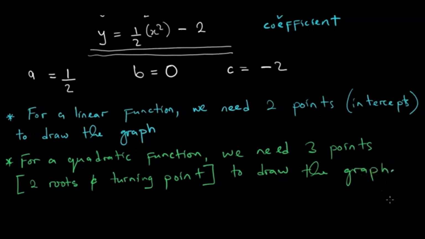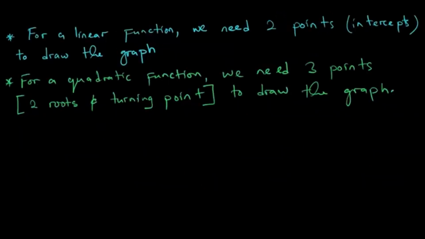So for a linear function, 2 points are enough. They should be our intercepts. But for a quadratic function, we need 3 points. 2 of the points should be roots, and we also need a turning point. So how are we going to go about that? Our first step is going to be, we need to find the intercepts. We need to find the y-intercept and also the x-intercept.